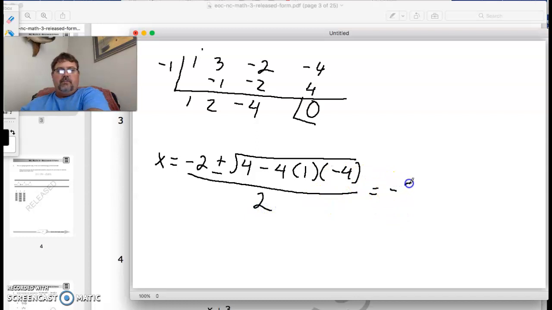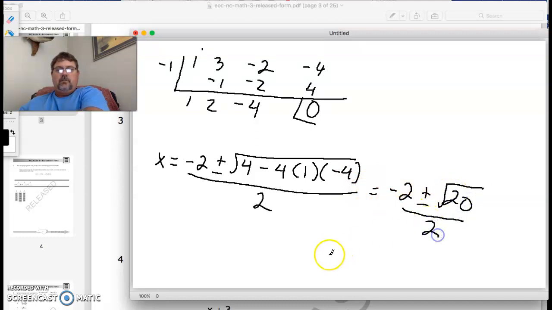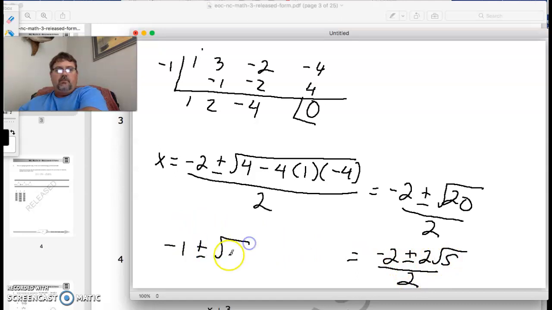Now let's simplify this. So I get -2 plus or minus the square root of 4 plus -4 times -4, which is 16, plus 4 gives me a 20. And that's all over 2. And this becomes what? -2 plus or minus, all right, 20 is 4 times 5, so that's 2 root 5, 2 root 5 over 2. And this will divide into both of those. So the final answer here would be -1 plus or minus root 5.